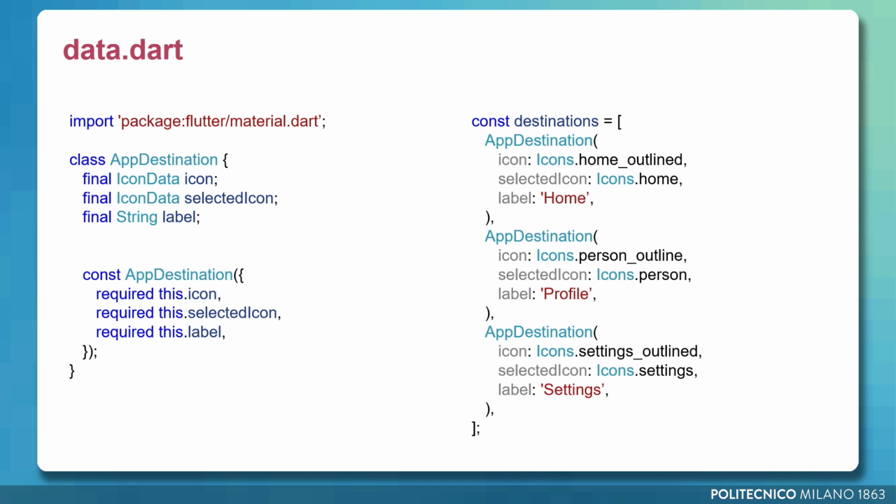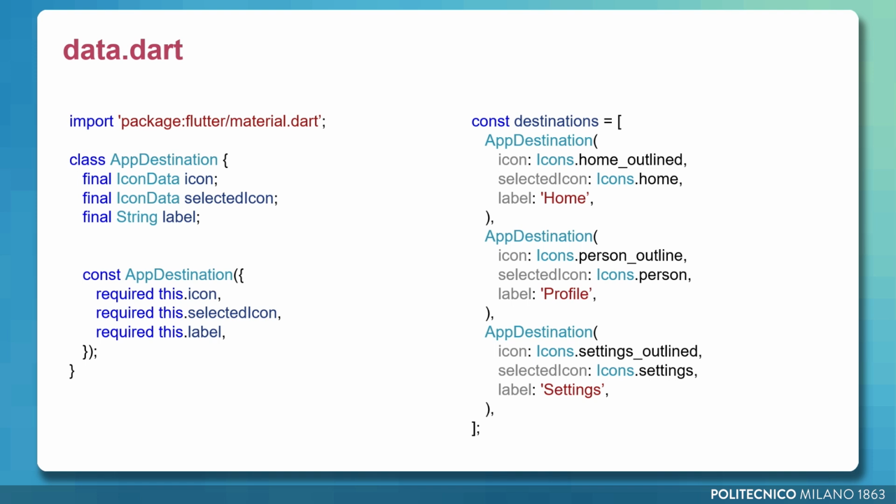To avoid duplicating code, it's better to define the shared data in an independent way and place it in a dedicated file called data.dart. In this file, we define a class called AppDestination, which has three attributes: icon, selectedIcon, and label. We also provide a constructor where all three attributes are required.